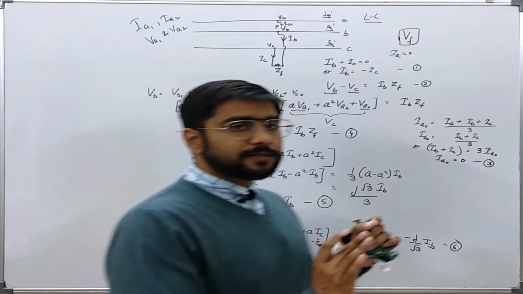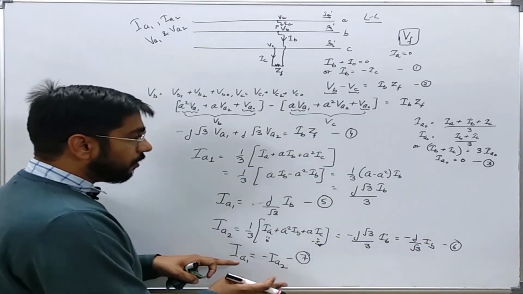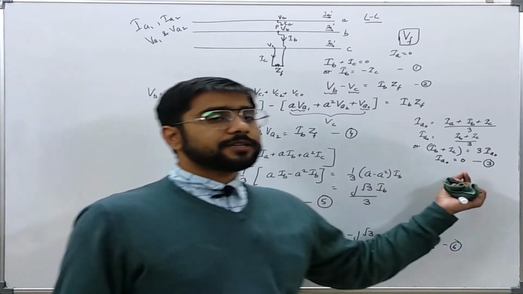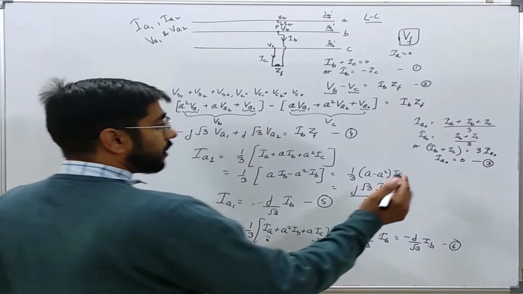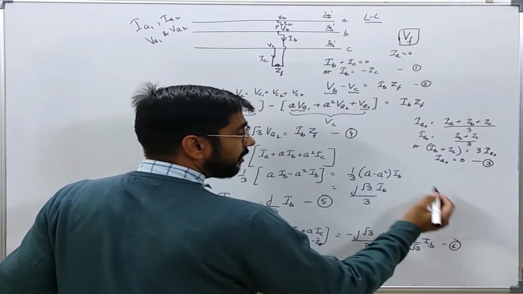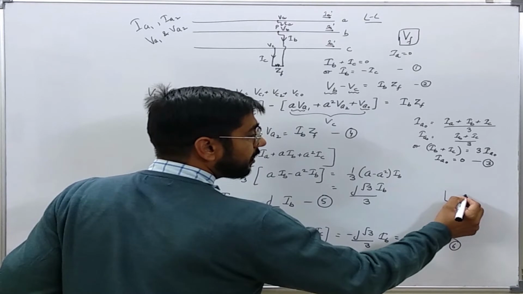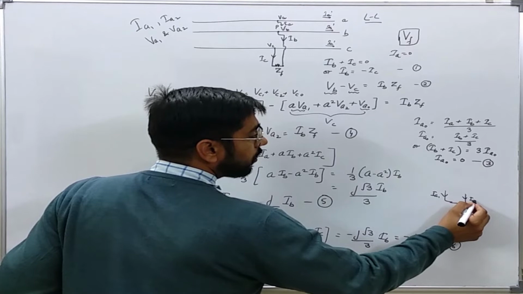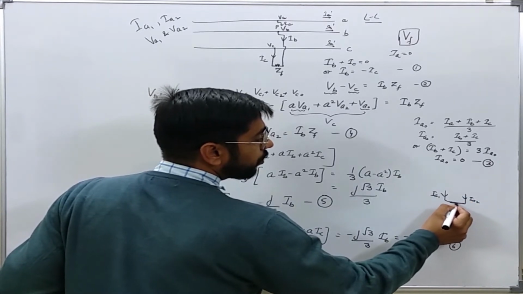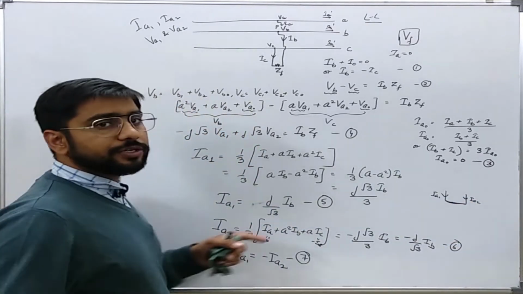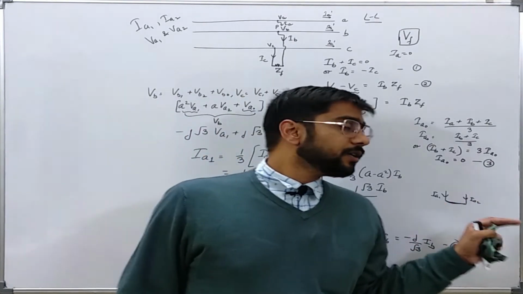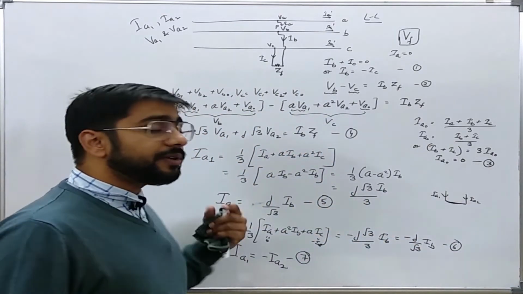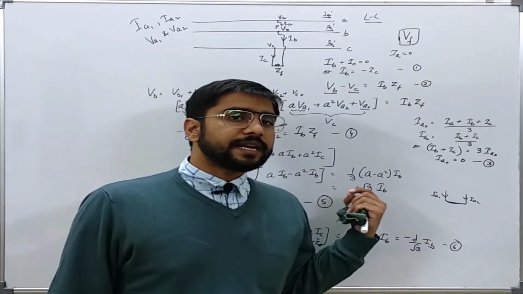Now something has turned up, that we have got some relation between IA1 and IA2, and we know that IA0 is equal to 0. So somehow the network will be something like that, that IA1 and IA2 will add to 0. And IA0 is 0, so the zero sequence network will be open. So we have got some relation now. Now let us see what is the relation between VA1 and VA2. That we will do in the next slide.